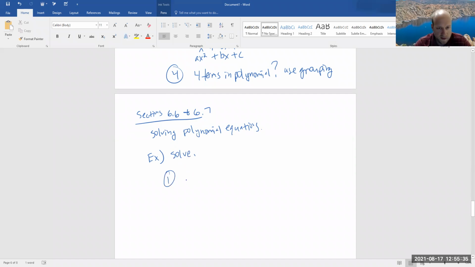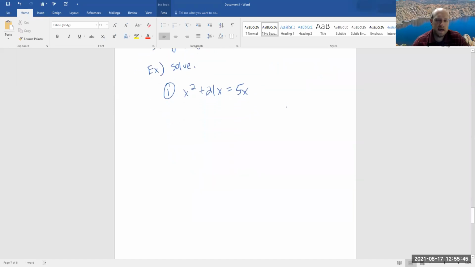So example 1, let's solve these now, right? We're actually finding what x could be. So let's do x squared plus 21x equals 5x. So what I want to do is make everything on the same side here. So I'm going to move this 5x over, and it actually is a like term with 21x. So I'm going to put it under there and subtract.